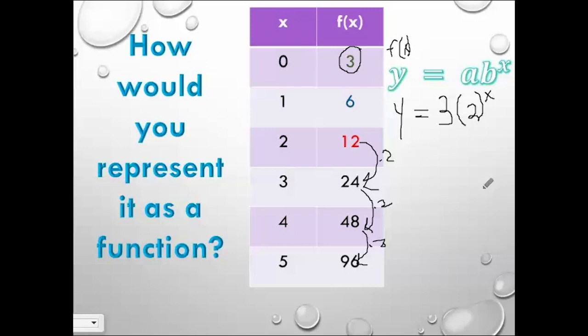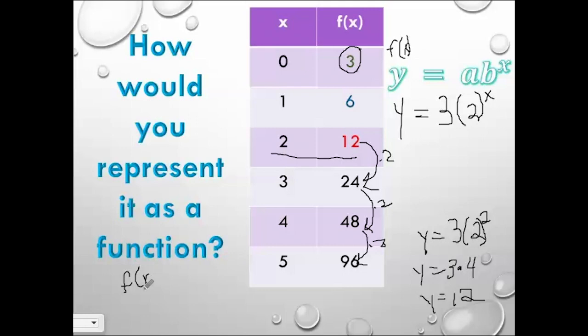Now we need to test it, and let's make sure that it works. So let's try 2. So I have y equals 3 times 2 to the power of 2, y equals 3 times 4, and then y equals 12. Now again, remember, y and f of x are interchangeable, okay? 12 and 2 matches here. We could do one more just to make sure. This time I'll write it as f of x. So f of x equals 3 times 2 to the power of 3. So that means f of x equals 3 times 2 times 2 is 4, 4 times 2 is 8, and 3 times 8 is 24.